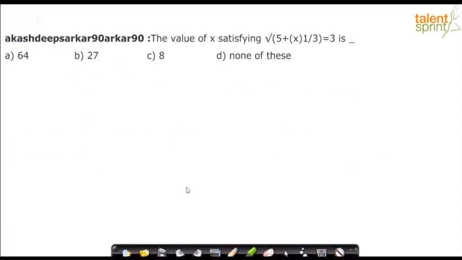Next question. Next one is from Akash Deep. The value of x satisfying... Ooh, you want me to solve this one? Options are given. The question has got only one variable. Substitute. Let me figure it out. I think you are asking me to find out square root of 5 plus x. See, the way you have given the bracket, it means it is 5 plus x into 1 by 3 equals 3.